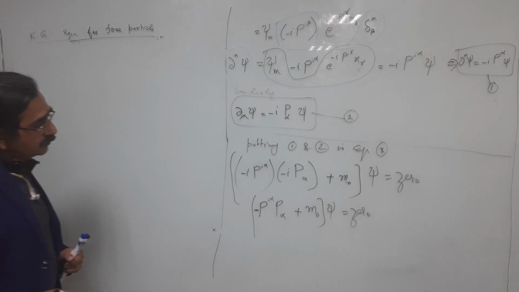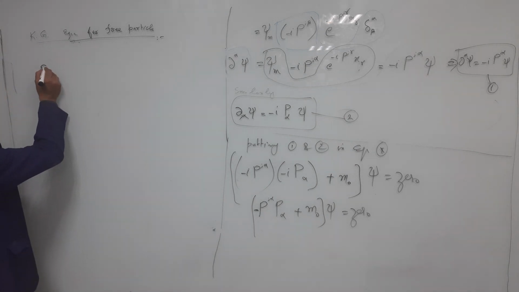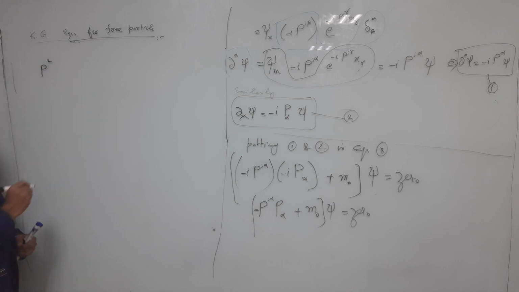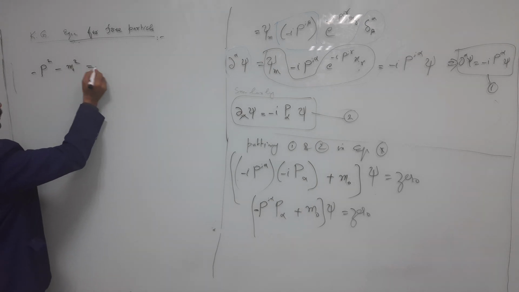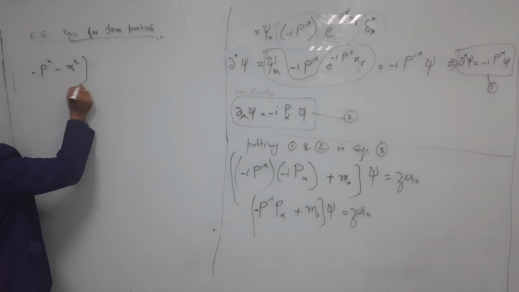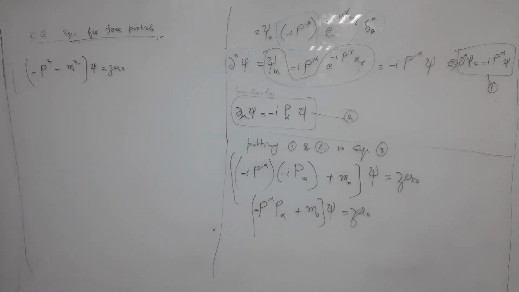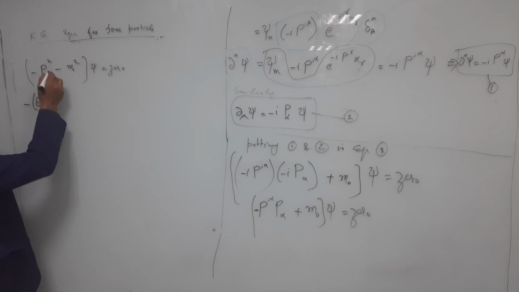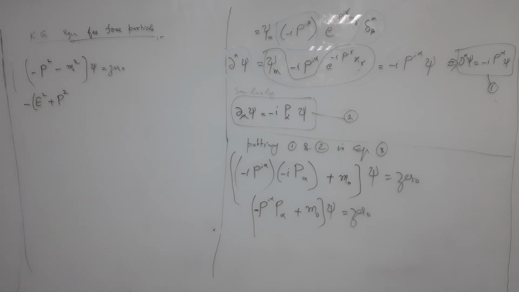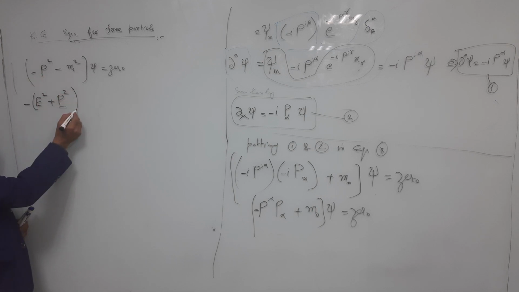What is this? Yes, scalar. This is p square minus p square minus m naught square, equal to psi equal to 0. This is minus e square plus p square.